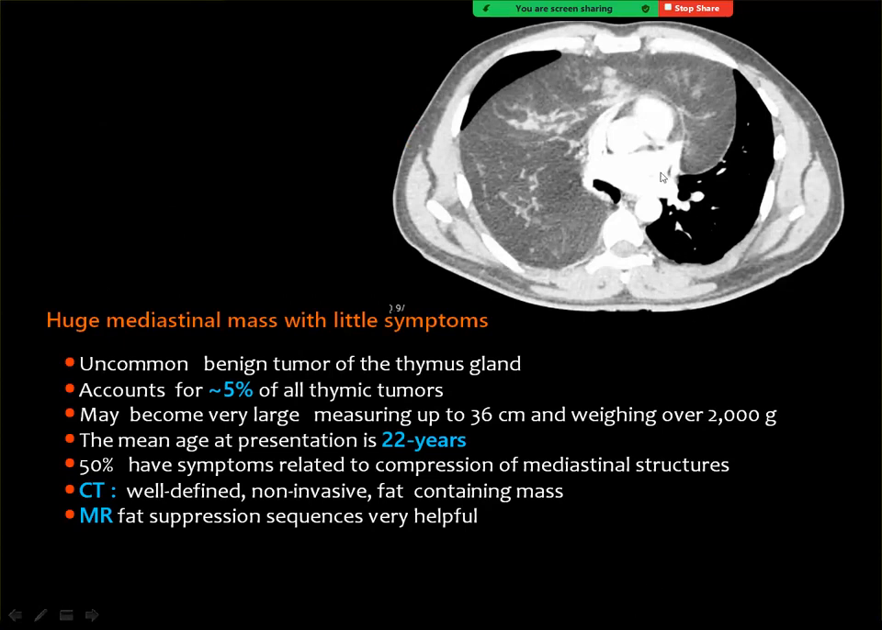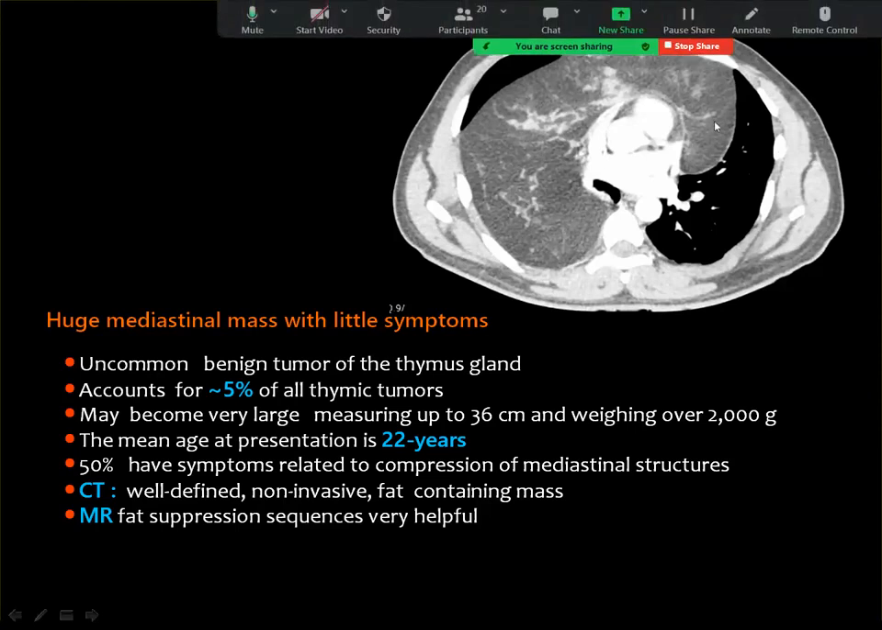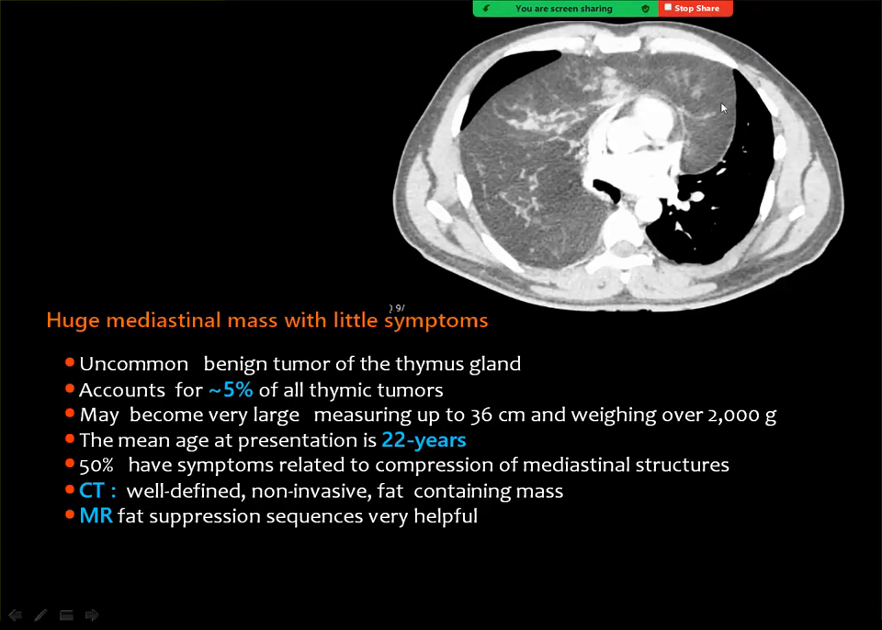Then you should know that thymolipoma, or lipoma of the thymus, is one of the very big lesions. It can fill the whole mediastinum and reach the diaphragm. As you can see here, there are a lot of vessels within this fat-containing mass, which is huge enough to fill most of the right hemithorax and part of the left hemithorax.